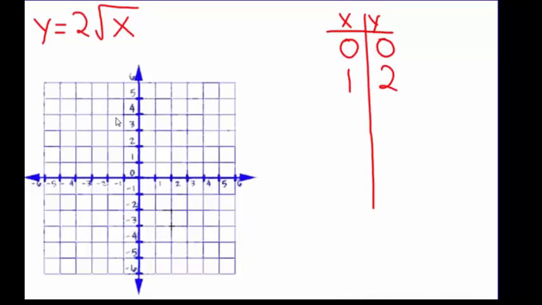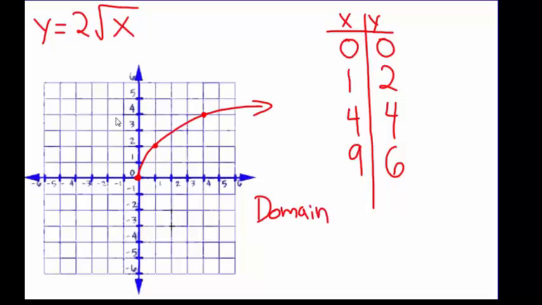Alright, so let's take a look at when we change that stretch factor to a value greater than 1. Notice we're doubling our vertical movement in this problem. So instead of going over 1 up 1, we go over 1 up 2, over 4 up 4. So our domain doesn't change, and neither does our range from our parent graph, but the growth happens twice as fast.